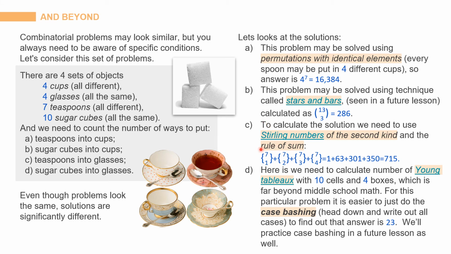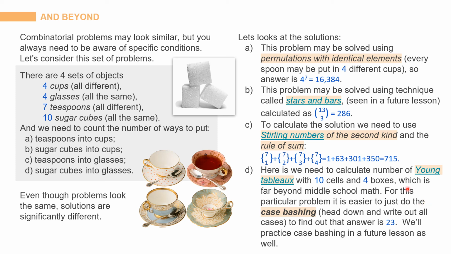This can be calculated using the rule of sum. And again, we'll learn how to do this in a later lesson. These are also known as Stirling numbers. And the last one, how to put the 10 identical sugar cubes into the 4 identical glasses.